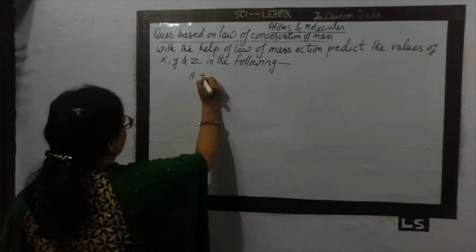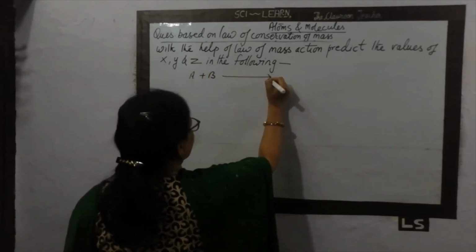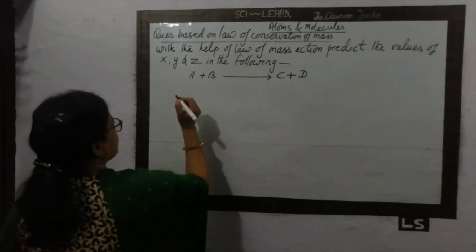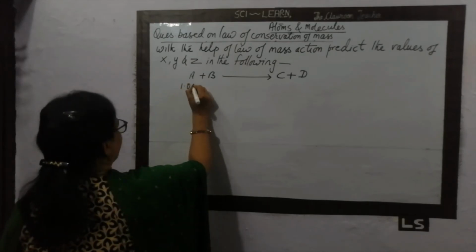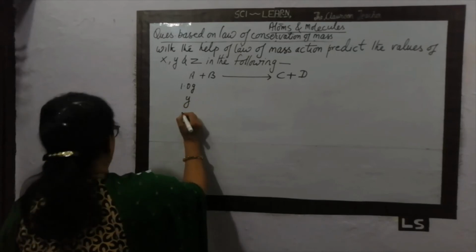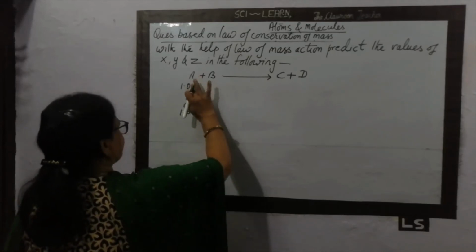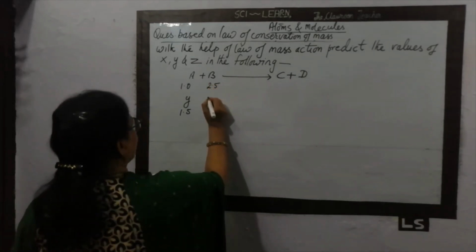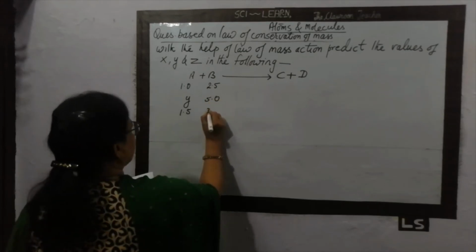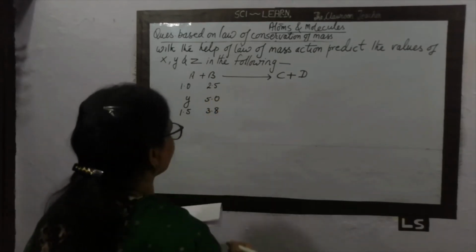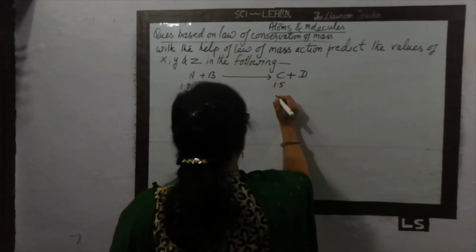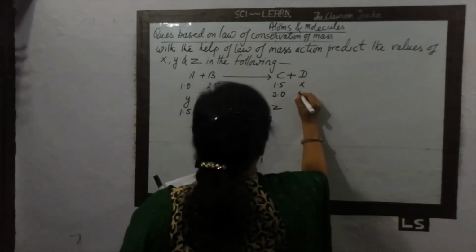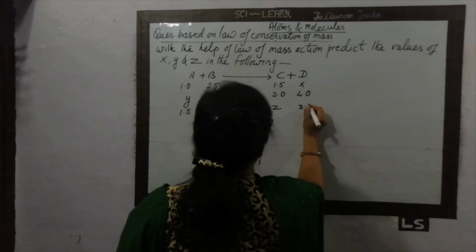A plus B, these reactants give C plus D, and whatever is given here: 1.0 gram, y, then 1.5. What is given here? 2.5, 5.0, 3.8. What is given here? 1.5, 3.0, z, then x, 4.0 and 3.0.